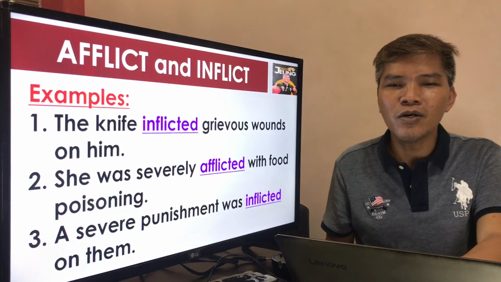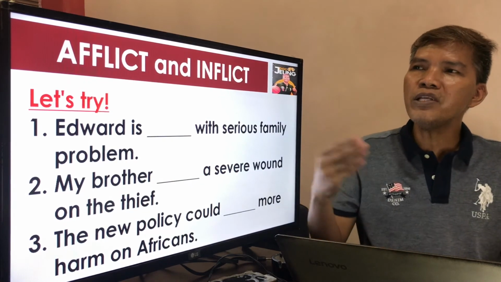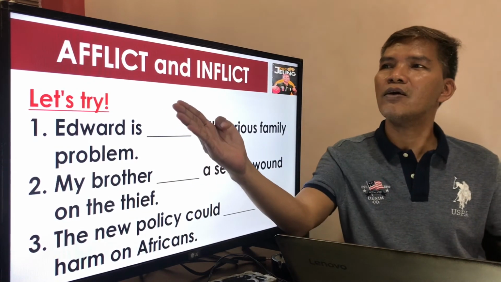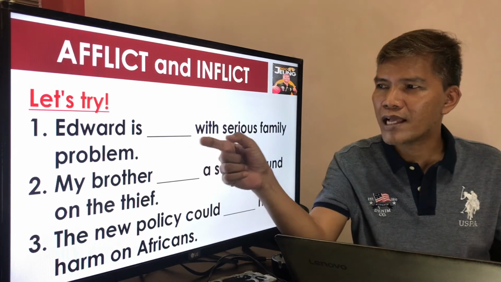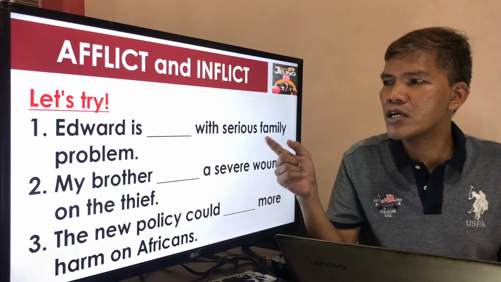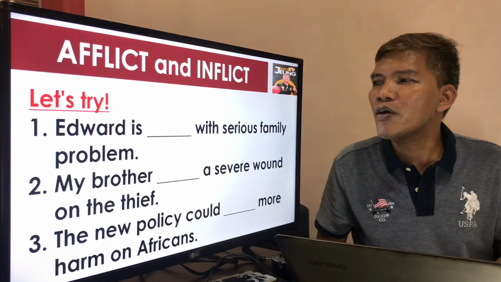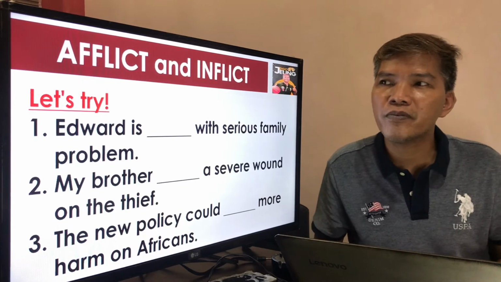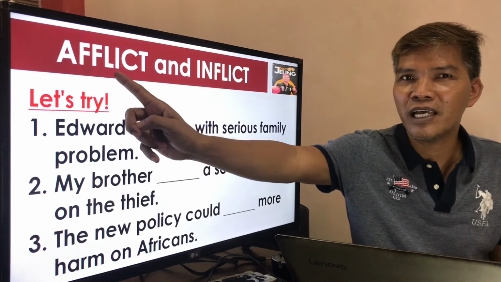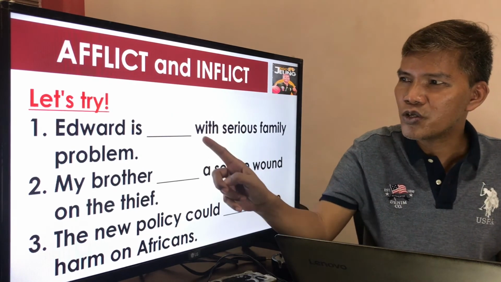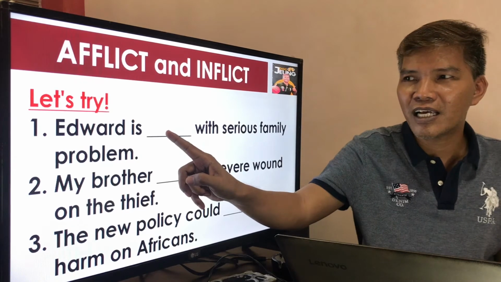Okay? So let's try these sentences. Which is the correct answer? Afflict or inflict? Number one, Edward is blank with serious family problem. Who is suffering with serious family problem? Edward, the one who is suffering, therefore afflict. And there is a preposition with. That's why the answer for this is afflict.